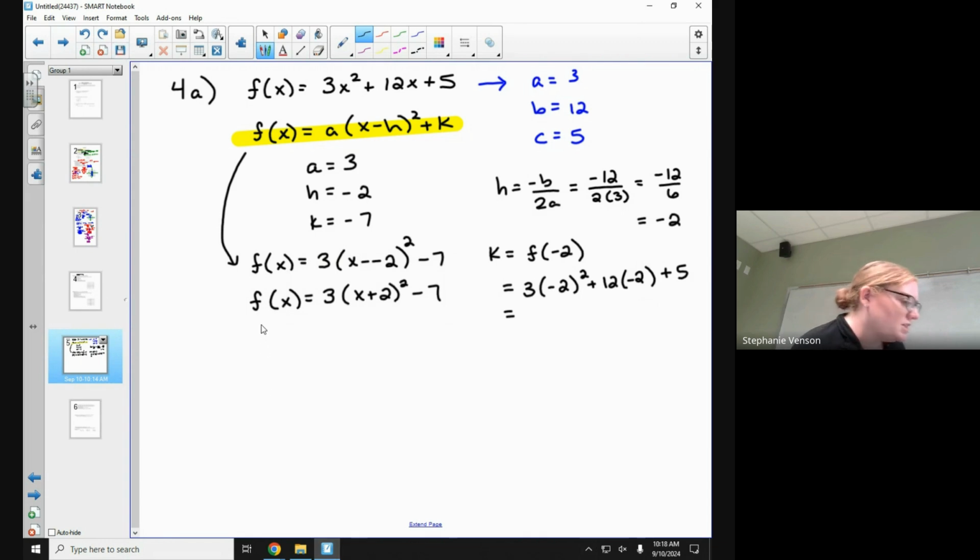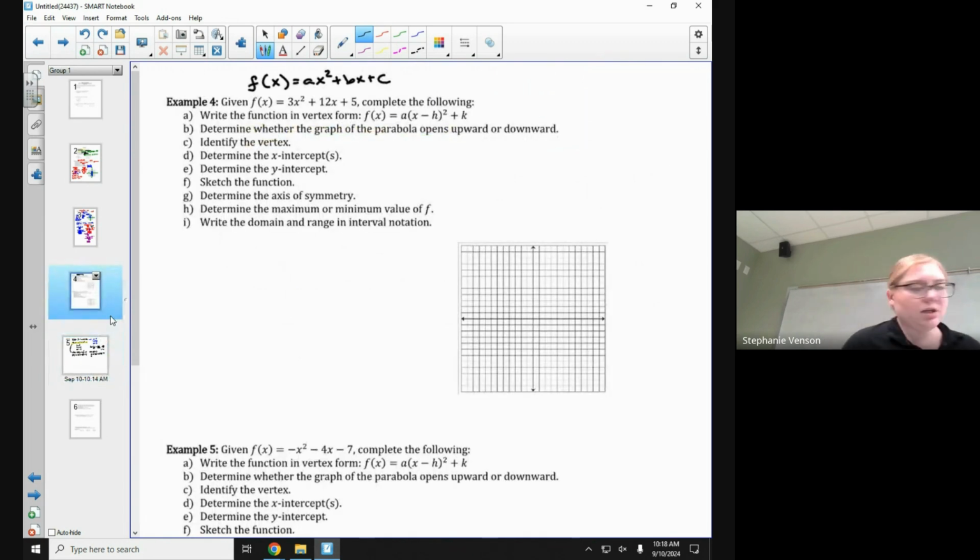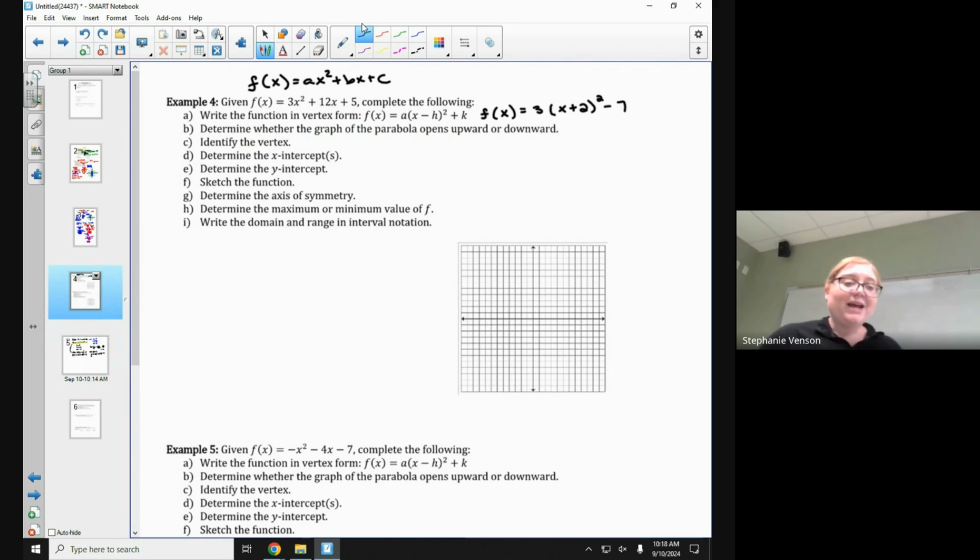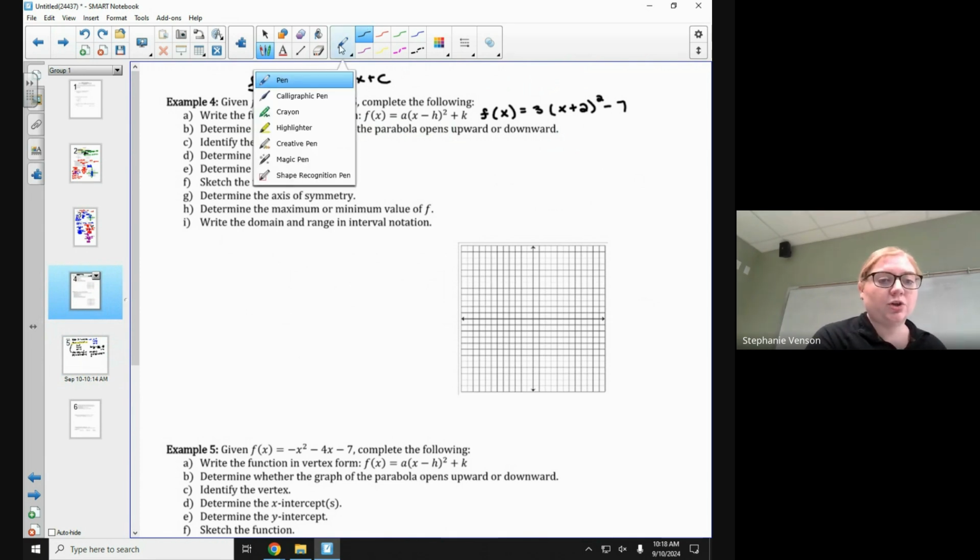Okay, so again, that's f of x equals 3 times (x plus 2) squared. I'm trying to see where I have it written here. There it is, minus 7. So I'm going to come over here and write that next to part A. f of x equals 3 times (x plus 2) squared minus 7. And now I'm going to complete the rest of this just the same as I did examples 1 and 2.